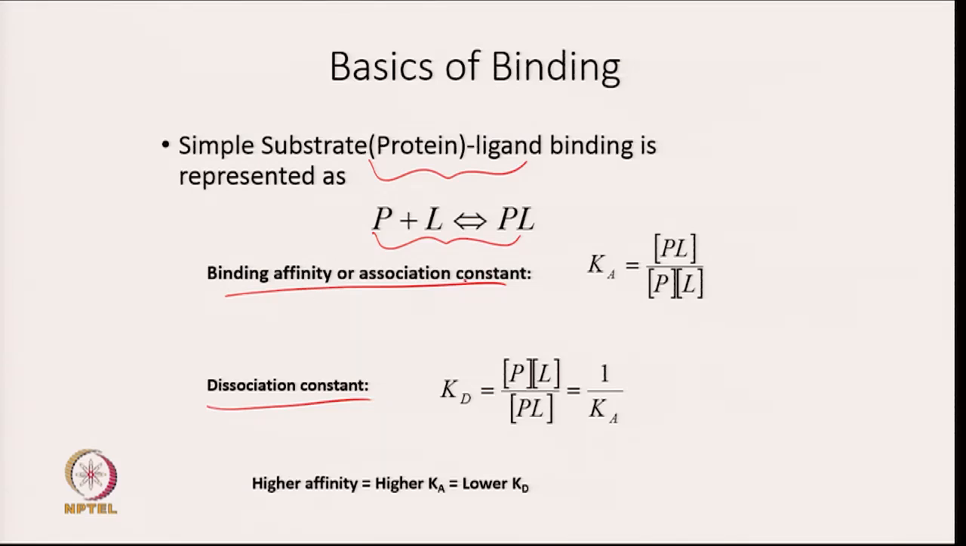One is by using binding affinity or association constant. Ka will be given by PL divided by P into L. So this is nothing but the equilibrium constant of this process. There is a second way to denote this, where we look at the opposite of the equilibria, PL going to P plus L, and the equilibrium constant of this process is known as dissociation constant, and KD is given by P into L divided by PL, and that is nothing but simply the inverse of the Ka value. What does that mean? Higher affinity is equal to higher Ka value or lower KD. So if you get lower KD, it means substrate has higher affinity for ligand, or ligand has higher affinity for substrate.